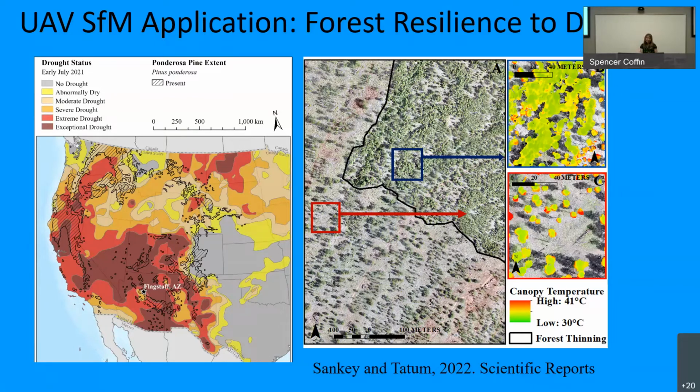Why do we care about that? So here is the National Drought Monitoring Map from July 2021, so last summer. Of course, huge majority of Arizona was at that time experiencing extreme drought or exceptional level of drought, which is the most severe level of drought in their classification.